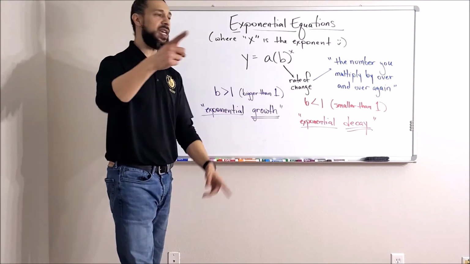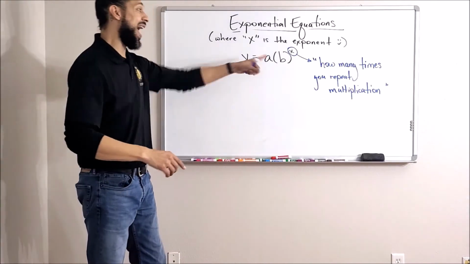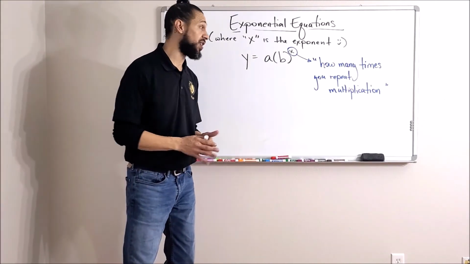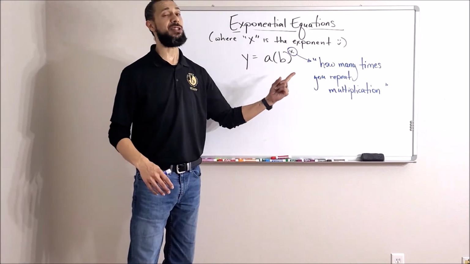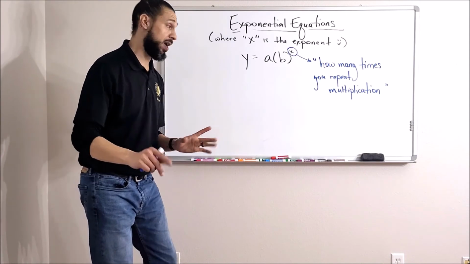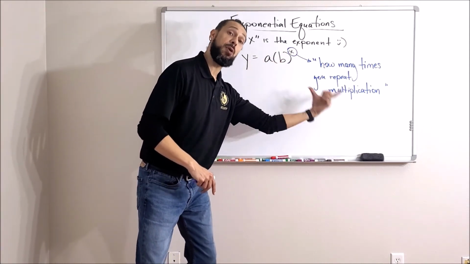Yeah, there's one more thing in this equation to talk about. That exponent, yeah, let's get to it. So that exponent is the thing that's going to change. It's how many times we're going to repeat our multiplication. It usually has a lot to do with time, but not always, right? So that exponent is how many times you're going to repeat your multiplication.